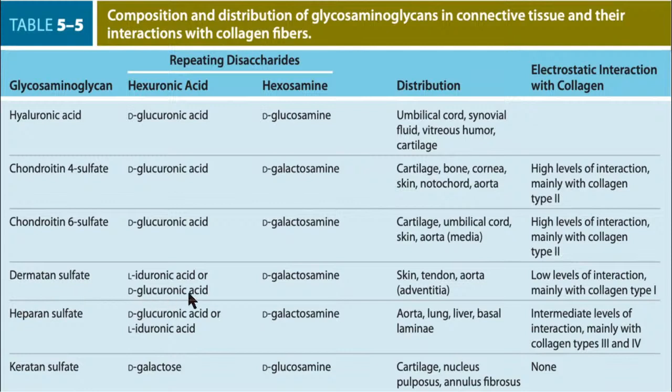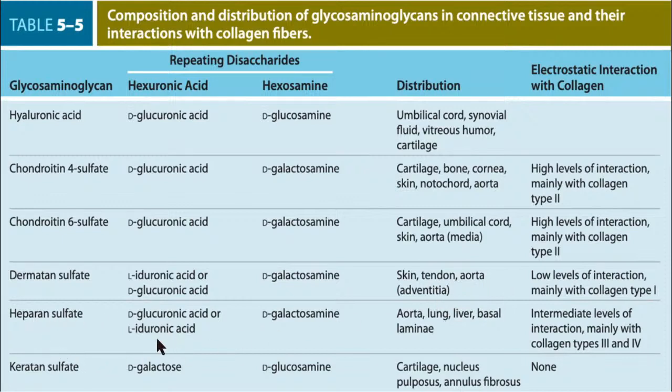Dermatan sulfate aggregates with iduronic acid and glucuronic acid, and also galactosamine. Dermatan sulfate is represented in skin, tendon, aorta, and adventitia.